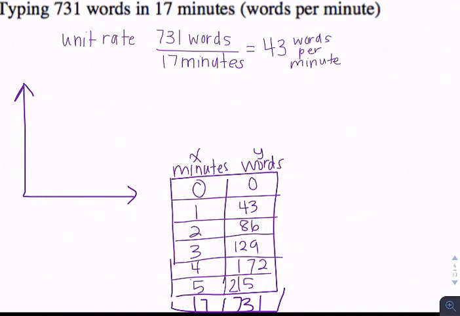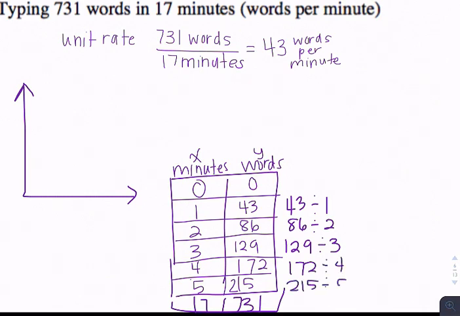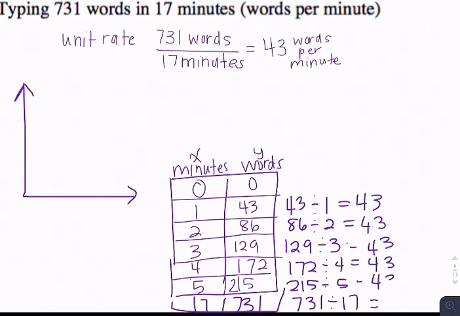And then to check, before I make my graph, to check all of these, I do 43 divided by 1, 86 divided by 2, 129 divided by 3, 172 divided by 4, 215 divided by 5, 731 divided by 17. All of those give us an answer of 43. If they did not give us an answer of 43, it would not be a proportional relationship.